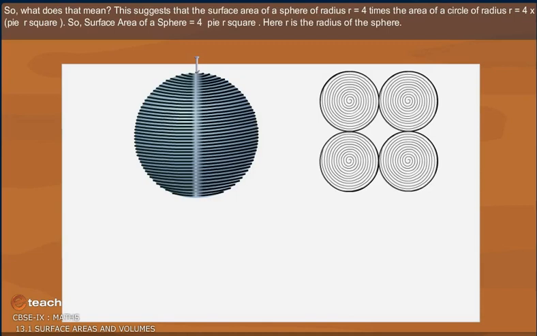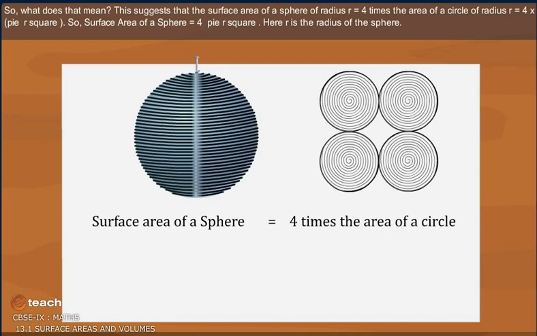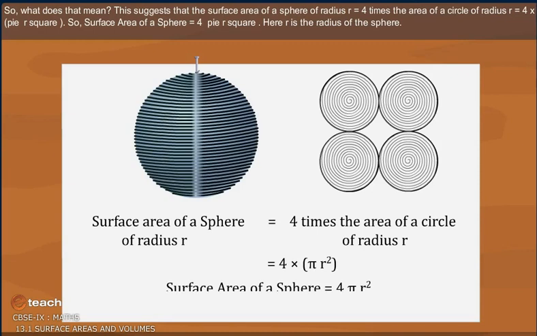So, what does that mean? This suggests that the surface area of a sphere of radius r is equal to 4 times the area of a circle of radius r, which is 4 into pi r square. So, the surface area of a sphere is equal to 4 pi r square. Here, r is the radius of the sphere.